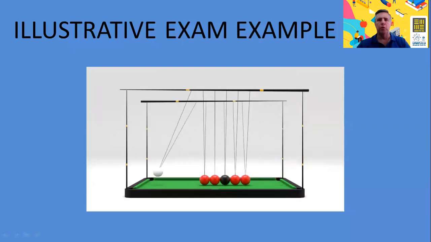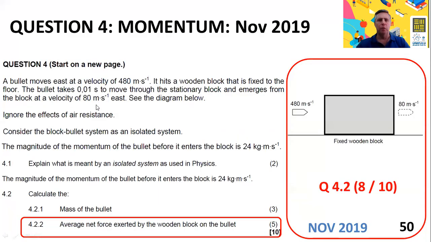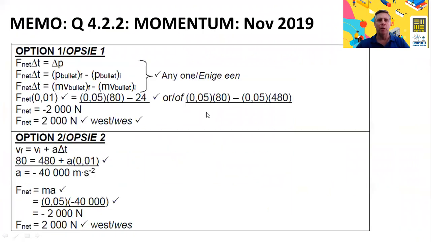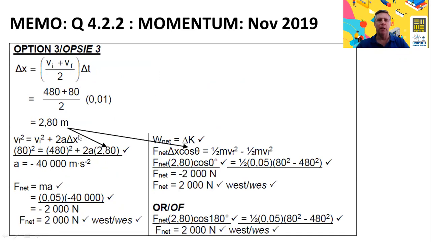So before we get you to try some of the recent exam examples, question 4 on momentum, let me do an illustrative exam example for you. Now, when I introduced the section on solving equations, I showed you this question from November 2019. I'm not interested in solving this now, but what I wanted you to see is that when you look at the memorandum for marking, there's not only one solution. And you can see for this question, there was an option 1, there was an option 2 using completely different equations, and there was an option 3, which further split into 3 sections.